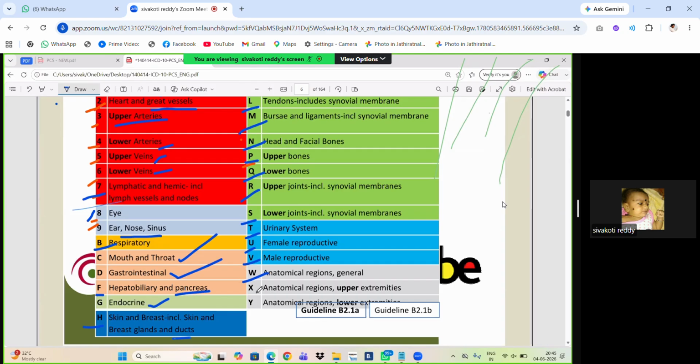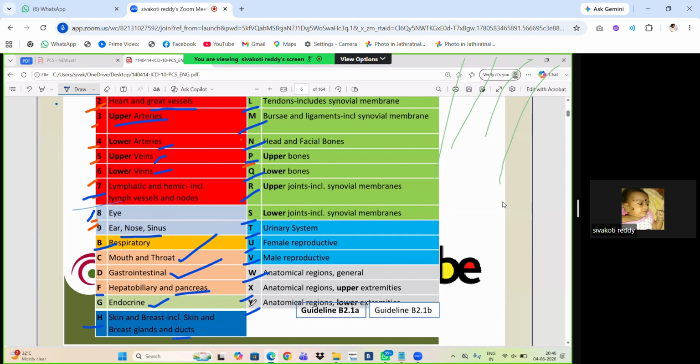Then anatomical regions, upper extremities, and anatomical regions, lower extremities. Upper extremities means hands, lower extremities means legs.